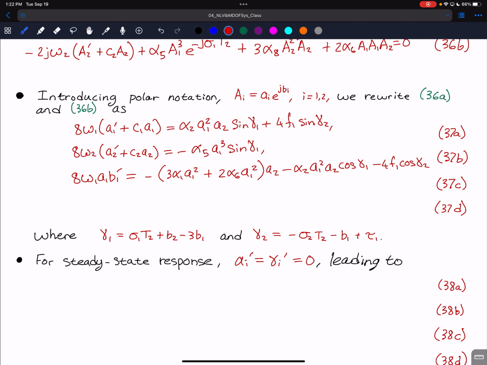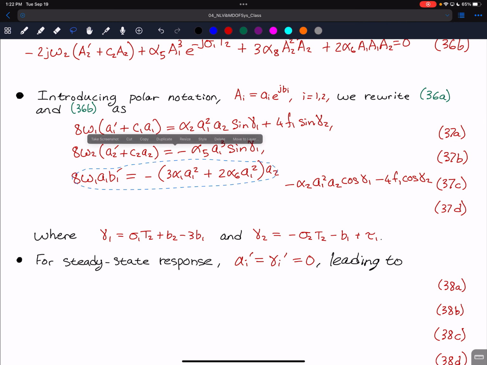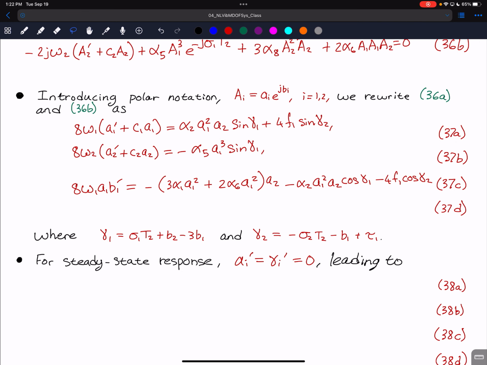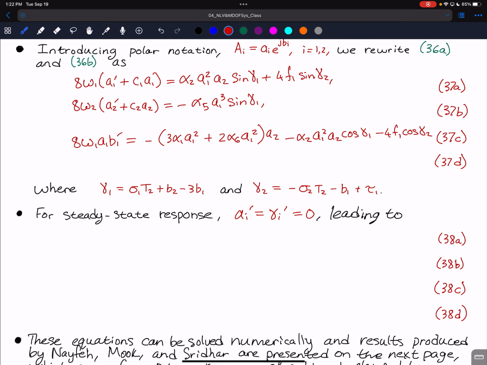We got one more equation, which is 8 omega 2 A2 B2 prime. This is then equal to the quantity minus the quantity 3 alpha 8 A2 squared plus 2 alpha 6.